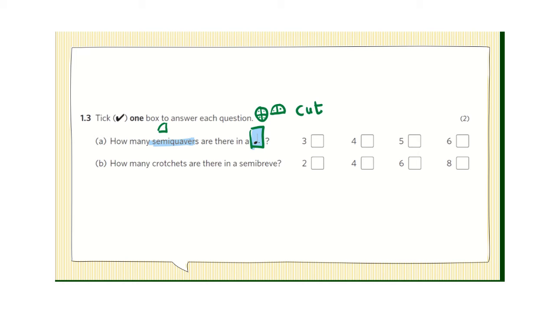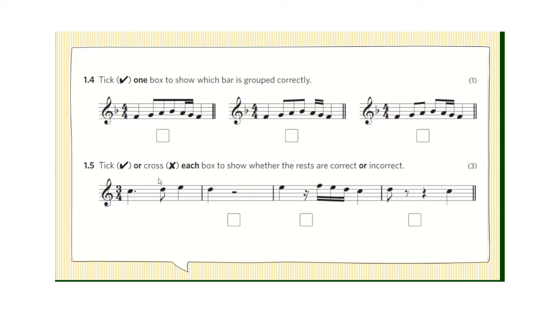Okay, next question, 1.3b. How many crotchets are there in a semibreve? Same thing first. We're going to highlight crotchets because this is important, and semibreve is your next keyword. This question is easy. Please do it by yourself. When you're ready, let's move on.